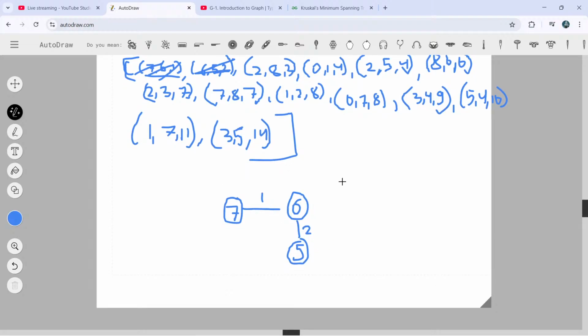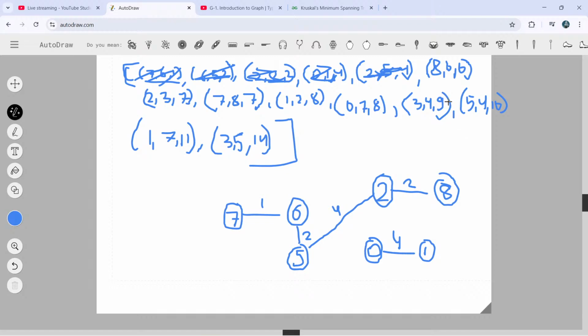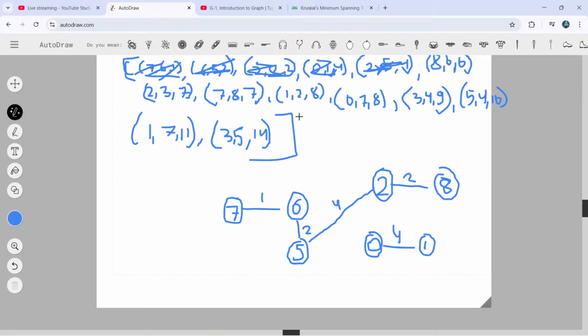Next is 2, 8, 2. 2 and 8, the weight is 2. Next is 0, 1. 0 and 1, and the weight is 4. Next is 2, 5. Does it form a cycle? No. Weight is 4. Add it. Next is 8 and 6. Does 8 and 6 form a cycle? If connected, yes, it forms a cycle, so I'll not consider it.